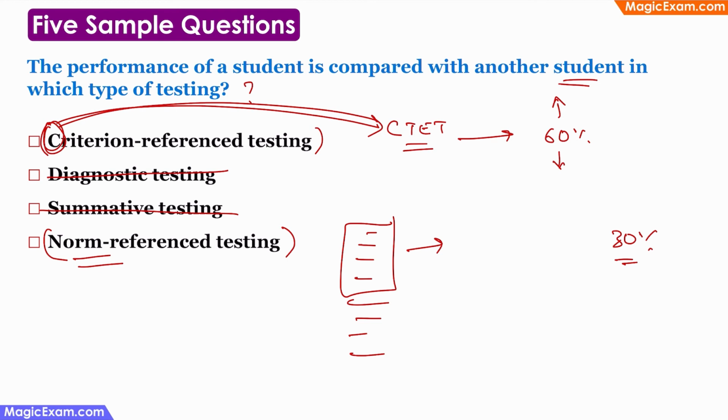So here you're not worried about the percentages. You're just focusing on the rank. So norm referenced testing is where you are comparing the students with other students in the same exam.